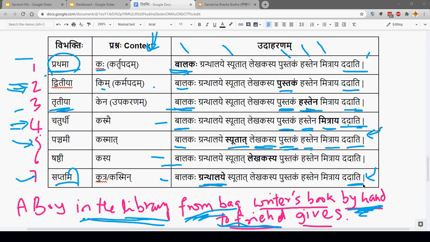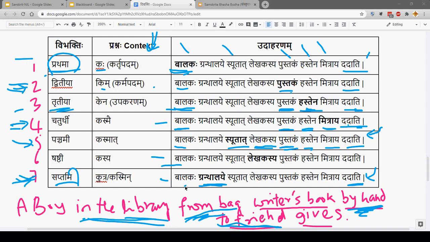The library word is granthalaya, base word. Because the action is happening in that place, the saptami or seventh case affix is added to that base word, so the form changes to granthalaye. We just add that word here. Now the sentence becomes even longer. Balakah granthalaye syutat lekhakasya pustakam hastena mitraya dadati.